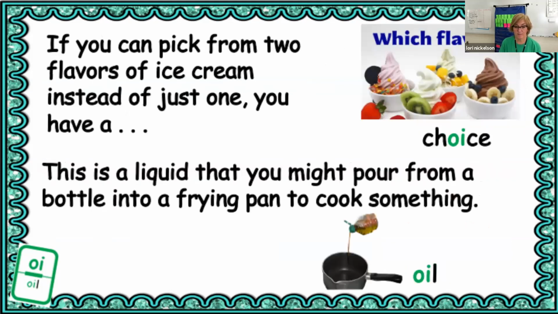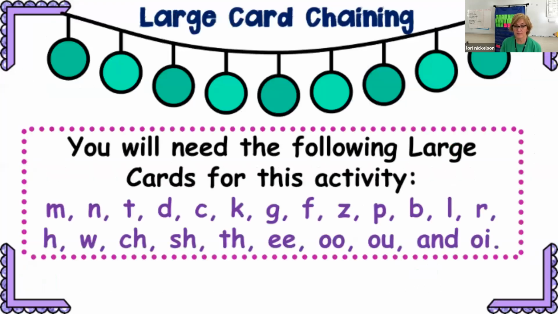If a book falls on the floor, it might make a loud sound or noise. If you can pick from 2 flavors of ice cream instead of just one, you have a choice. This is a liquid that you might pour from a bottle into a frying pan to cook something. Oil. All right, so now we are going to do some large card chaining.